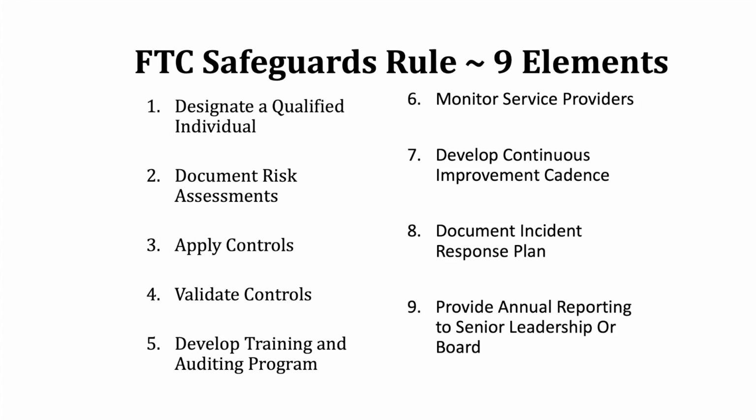I want to talk to you today about the FTC Safeguards Rule. There are 9 elements that you need to be concerned with: designate a qualified individual, document a risk assessment, apply controls, validate the controls that you applied, develop a training program for your team, and monitor your service provider.